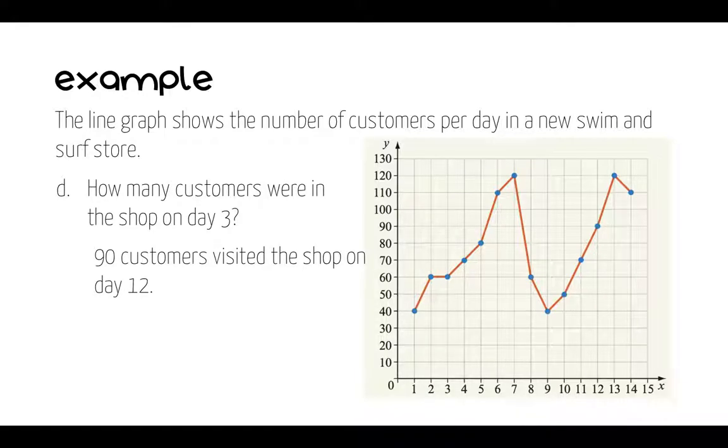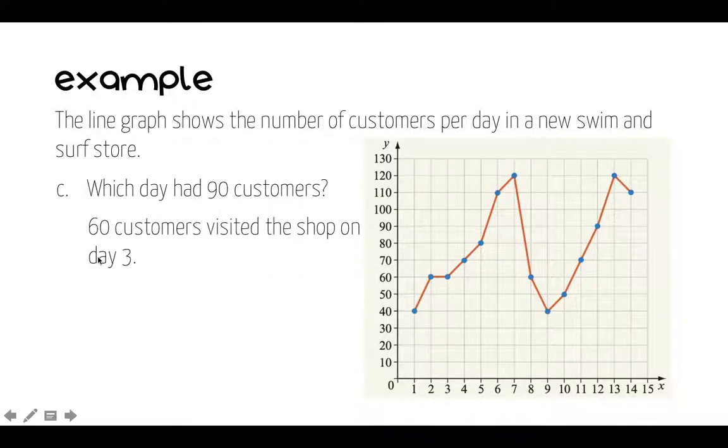How many customers were in the shop on day 3? So we go to day 3. Where is my mouse? Oh well. Oh, there we go. That's what I need. So we go to day 3 and we go up, and we can see clearly it's... Miss Tipping. What have you done? It's 60, not 90. It's supposed to say 60. 60 customers on day 3. I think that's the answer for question E. They got muddled up.